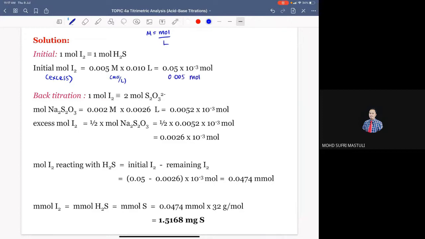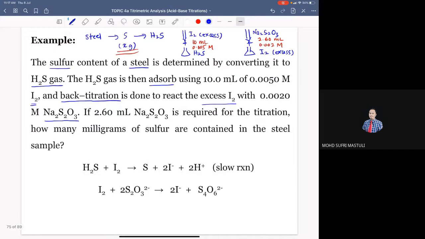Mole of what? Iodine in excess. So this mole will be titrated. Oh no, this is the excess one. So for the back titration, we have to determine the mole of iodine. Okay.